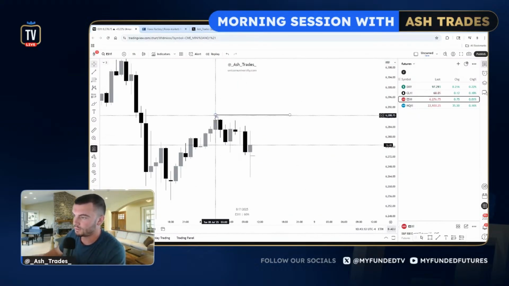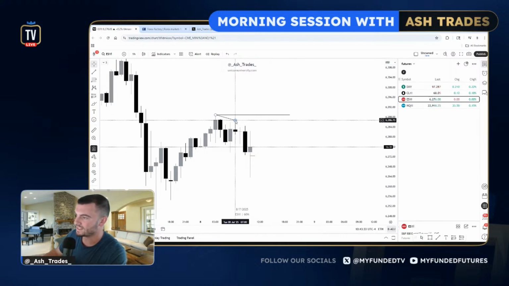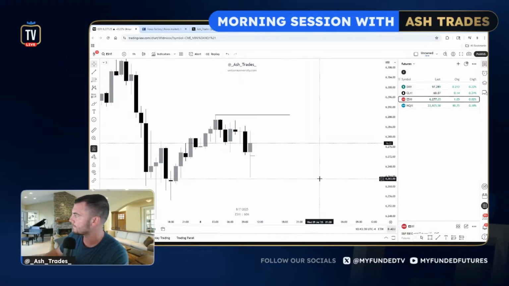For all the individuals that have been working with me, they know that I want to use equal highs or equal lows as a draw on liquidity. They know that the right side of the equal highs or the equal lows should be the failure swing. So you can see it here. Here's the swing high. To the right of it has a failure swing. That's why I'm looking at this as equal highs or a draw on liquidity.